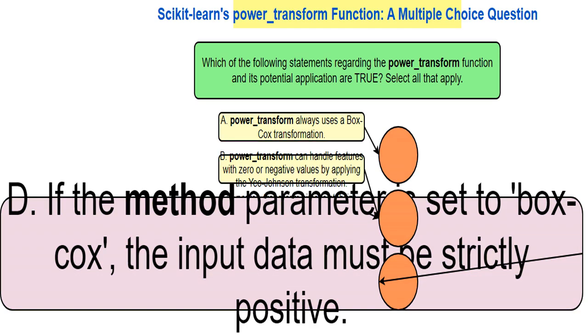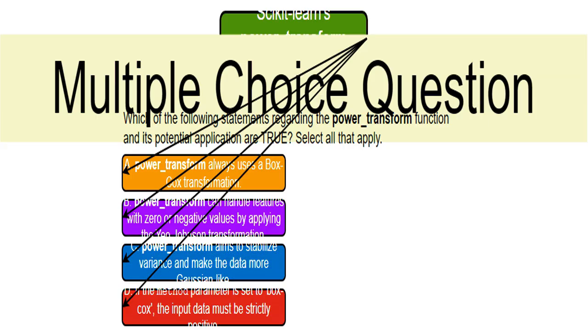Statement D mentions a crucial constraint. If you use the Box-Cox method, your data needs to be positive. This is a key constraint to keep in mind. This is a multiple-choice question, testing your knowledge of the scikit-learn's power_transform function. The question focuses on understanding the different transformations used by the function and when to apply them. Think of it as a fun quiz to see how well you understand data preprocessing.